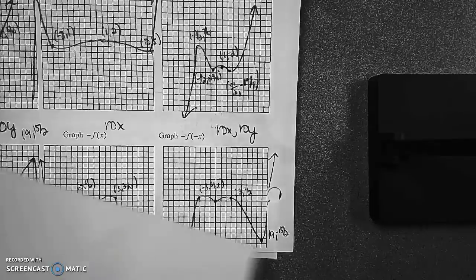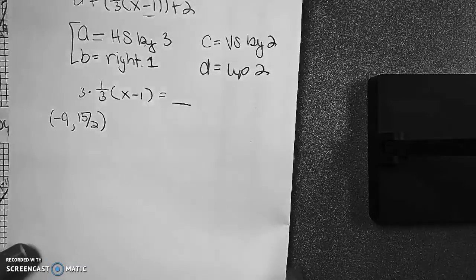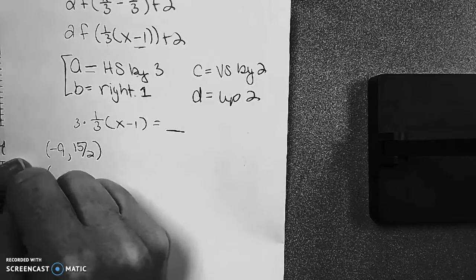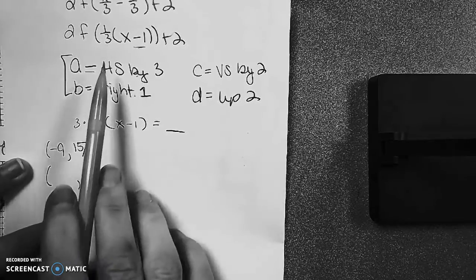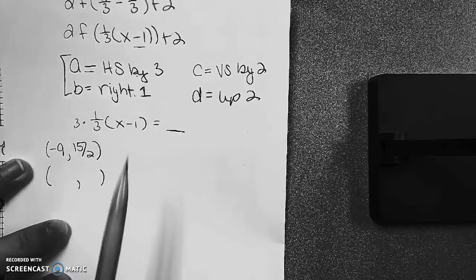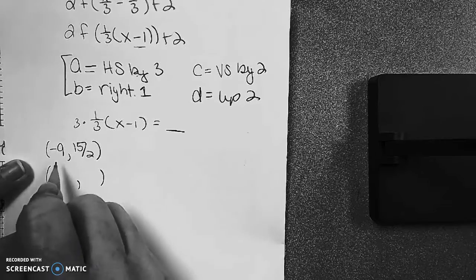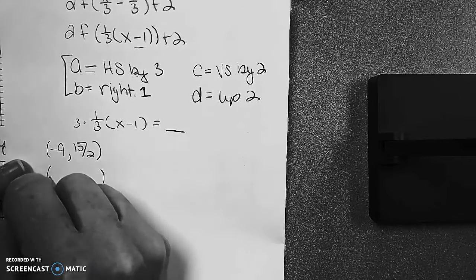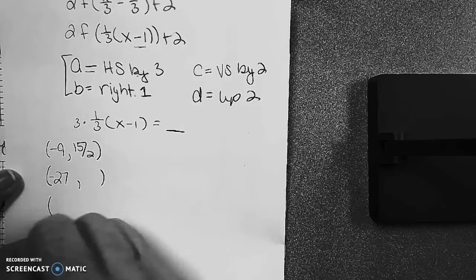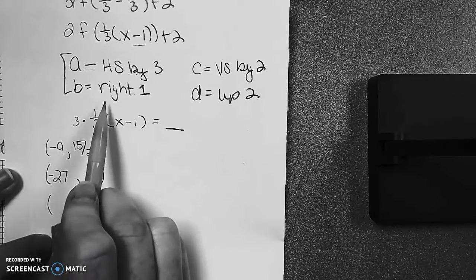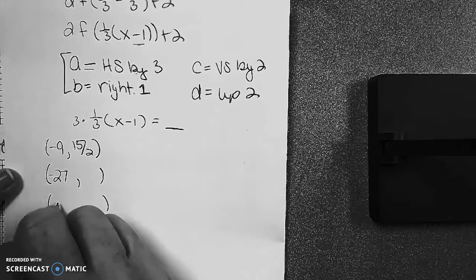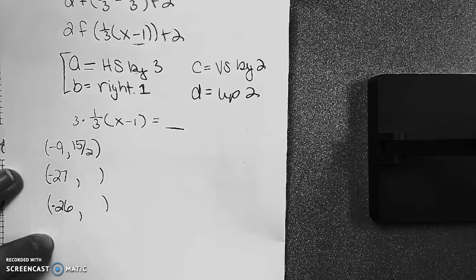Let me fold my paper over my document camera here. There we go. So I'm going to take the point -9, 15/2. Movement A tells me horizontal stretch by 3. That means multiply your x values by 3. So if my x is -9, -9 times 3 is -27. And then B says go right 1. Well, that's adding 1. So I would have -26.